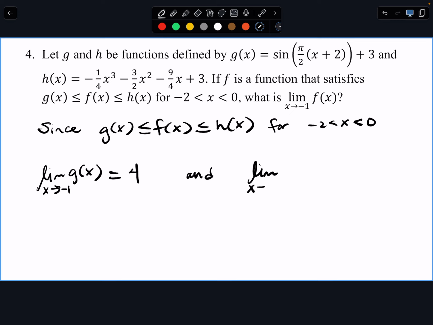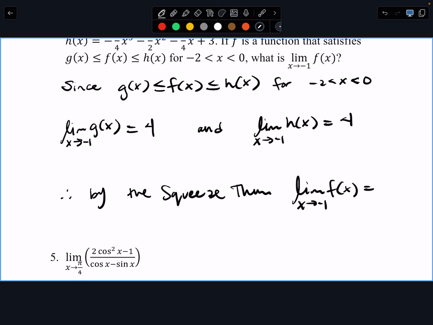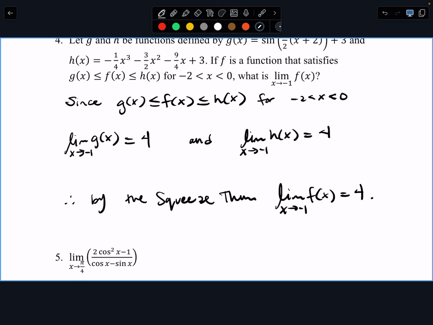And the limit as x approaches -1 of h of x ends up also being 4. So you can say, therefore, by the squeeze theorem, the limit as x approaches -1, and yes, you need to mention squeeze theorem, of f of x would also be equal to 4.